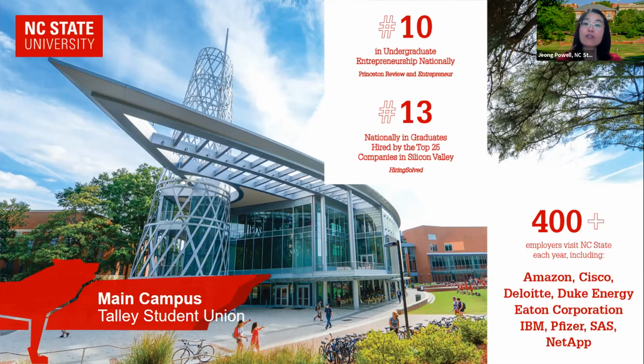Of course, there are a lot of opportunities near our campus in North Carolina, but some of our students do choose to go far, and a lot of students are actually working in Silicon Valley. So over 400 employers also visit NC State each year, and those companies include Amazon, Cisco, Deloitte, IBM, SAS, etc. And our NC State College of Engineering Career Fair is the second largest in the US, and the largest on the East Coast. So our students will have a lot of different career opportunities.